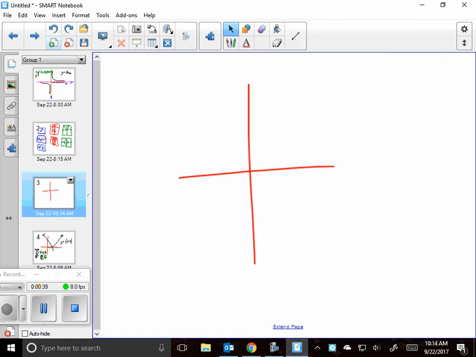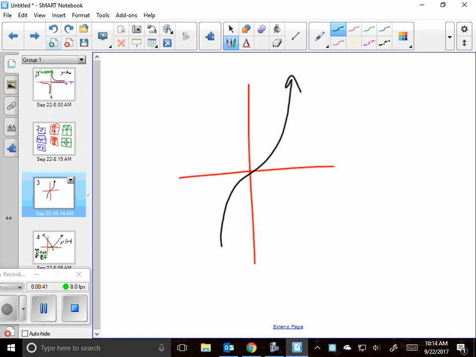Do you remember? What's that one? You don't have to say y equals, we'll assume that. So it's y equals what? Say it if you know it. Yes. X to the third. Yes, this is the x cubed one.